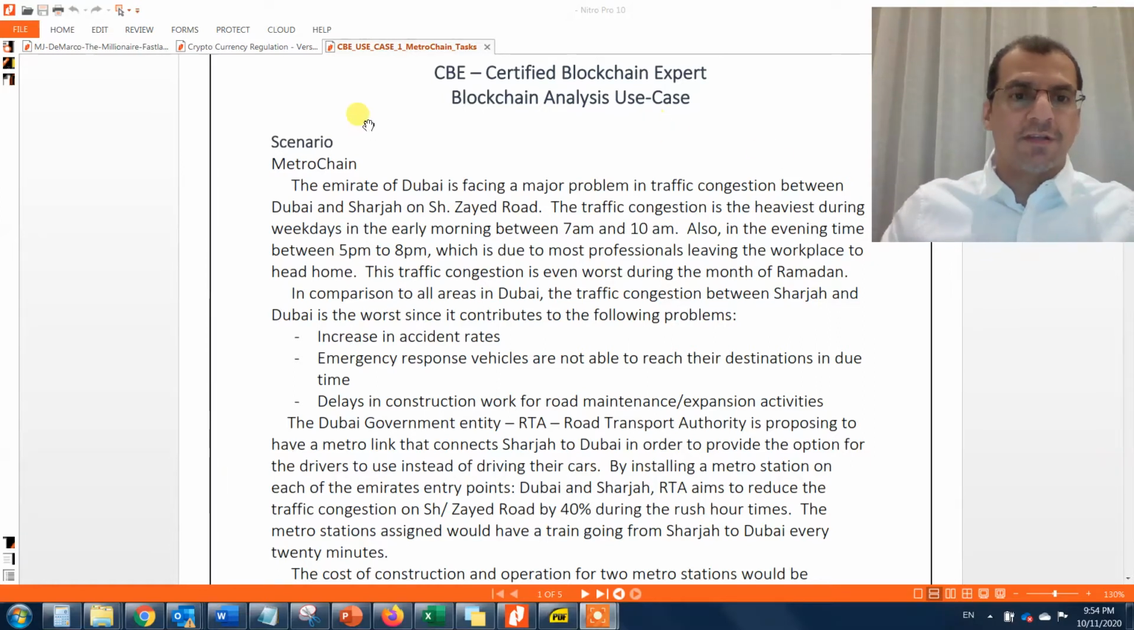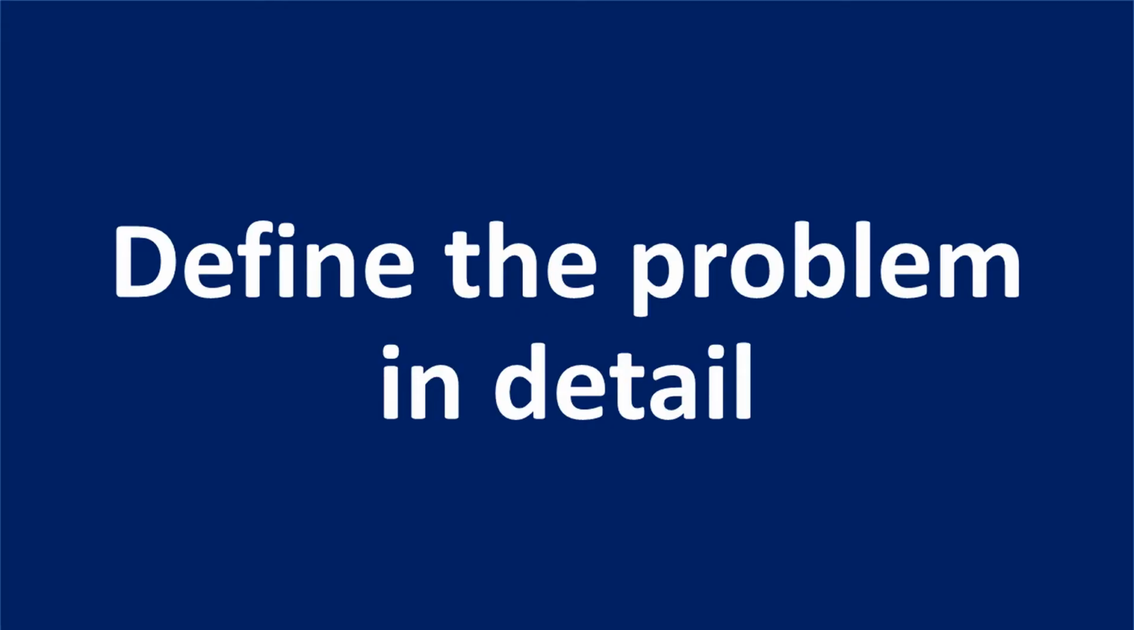So the name of the scenario is MetroCoin. In every scenario, when you define the scenario, you specifically define the problem. Again, we said earlier, the clearer and the more detailed the problem that you define, the easier it is to address that problem in your actual blockchain solution.